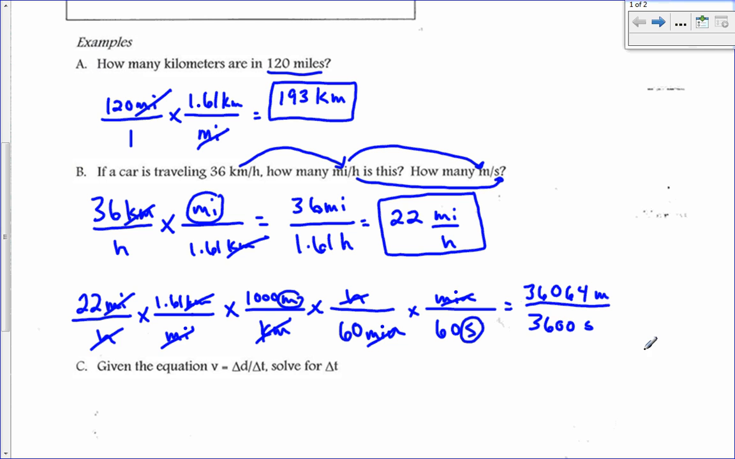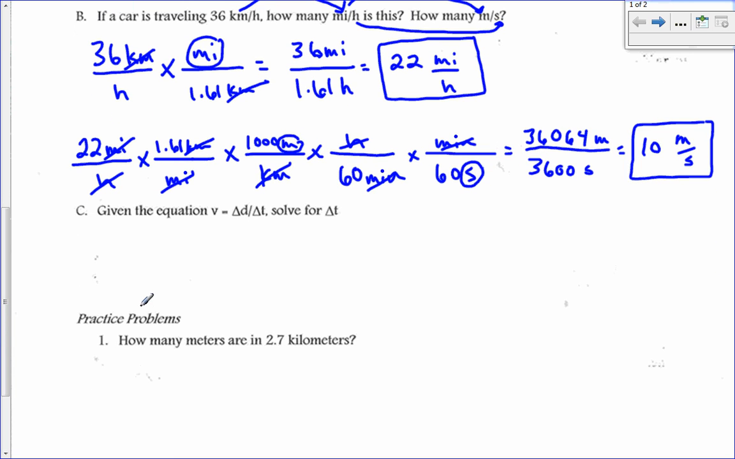Put this into the calculator. Top number goes in first, divided by the bottom number, and I should get 10 meters per second. Put a box around it so it's easy to spot.